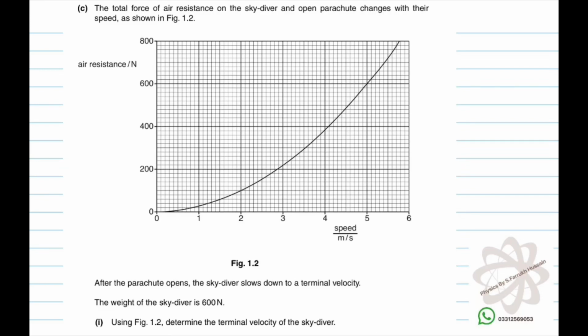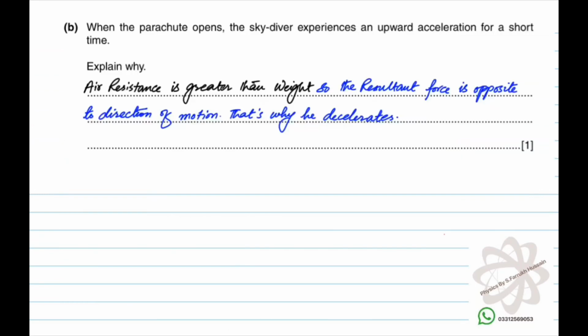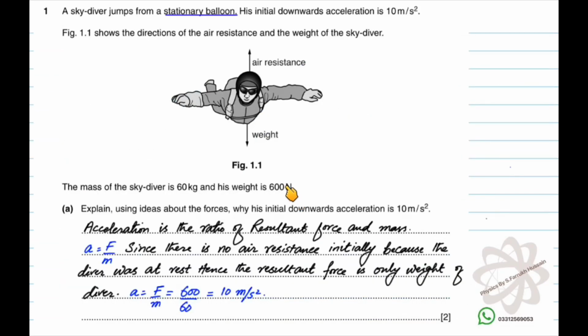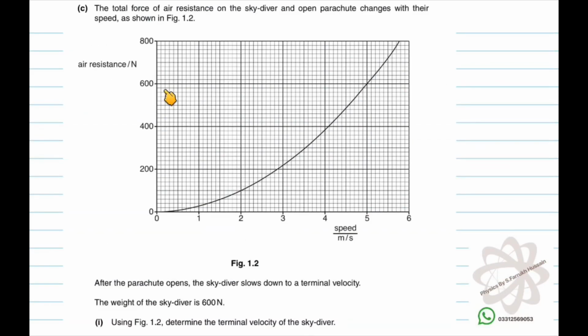So what is terminal velocity? Terminal velocity is when the weight and the air resistance are equal. The weight in this question is given as 600 Newton. So air resistance must be equal to 600 Newton so that the object reaches terminal velocity. So 600 Newton is weight, so air resistance must also be 600 Newton, and at 600 Newton the speed of the object is 5 meters per second. That's why this speed or velocity will be called terminal velocity.